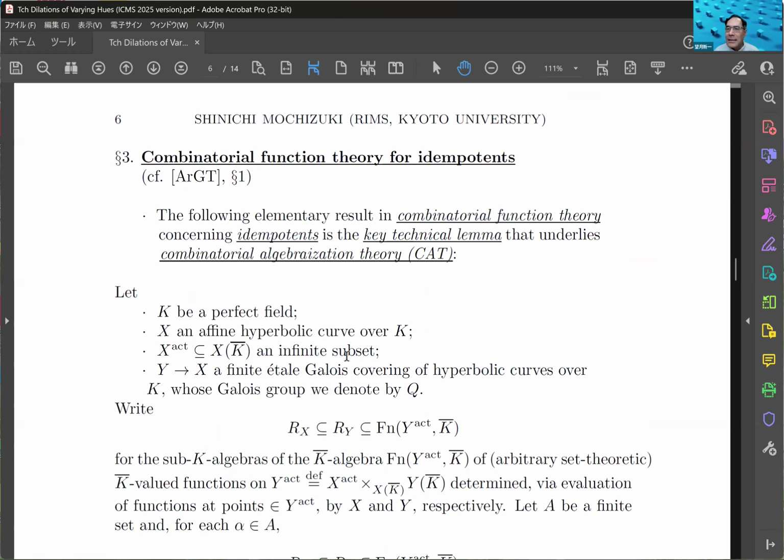So next I want to discuss a technical lemma, which is fundamental to the theory that concerns GT and mapping class groups, profinite mapping class groups, or profinite completions of mapping class groups. This is the theory which is currently work in progress, which I refer to as CAT, combinatorial algebraization theory. And so the following lemma is a very elementary result in what I call combinatorial function theory that concerns idempotents.